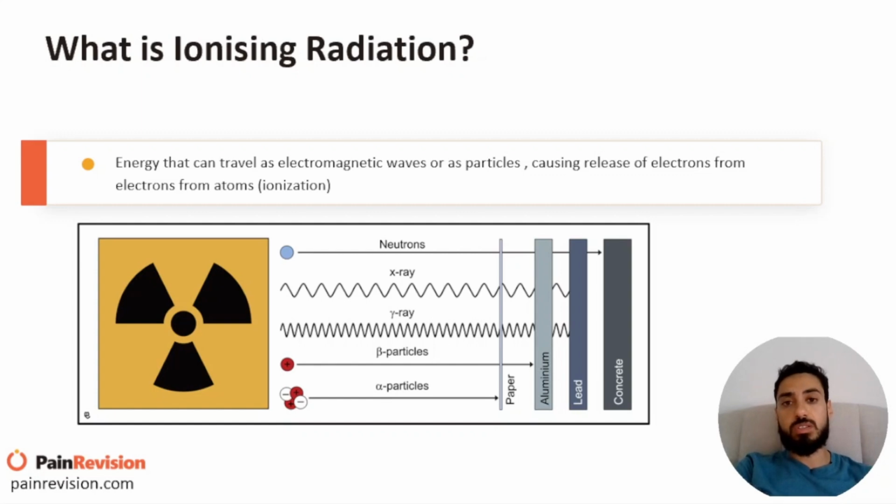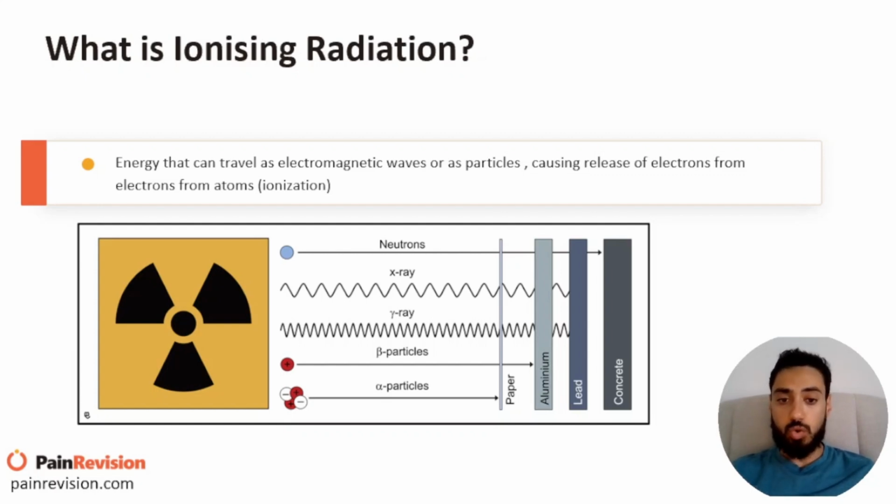And this is an important concept because that is directly related to why it can cause damage, and we'll come to that in the next video of the series. But for now, it's basically a form of energy. It can travel either as waves, electromagnetic waves, or as particles, and it can displace electrons off their atoms, which is the concept of ionization. And depending on the way this energy is traveling, we call it different things. So if it is traveling as waves or rays, we call it X-rays, gamma rays. If it is traveling as particles, we call it alpha particles, beta particles, and neutrons.